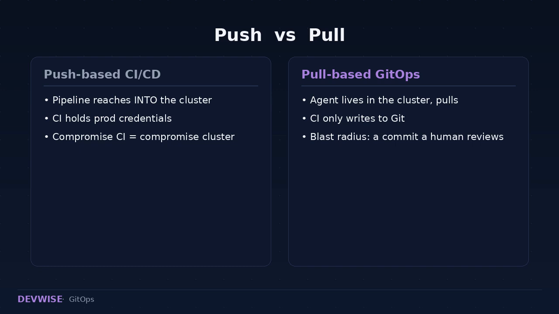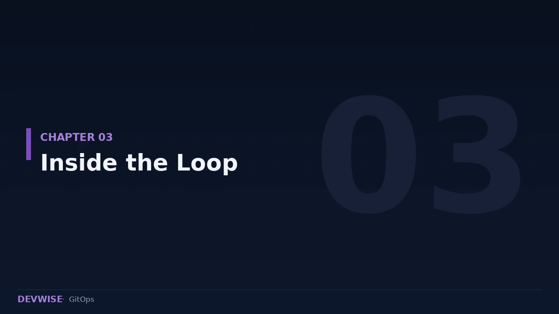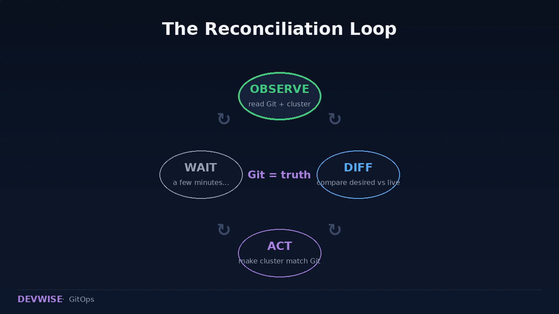4 benefits. 1 mechanism. Declarative state in Git, reconciled by a pull-based agent, and auditability, easy rollback, no drift, and tighter security all fall out of that single design. That's why, by 2026, GitOps stopped being a nice-to-have and became how serious Kubernetes teams simply operate. Let's slow down and watch the reconciliation loop itself, because understanding this one cycle is understanding GitOps.